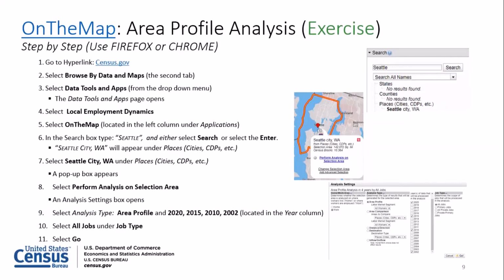Then we're going to choose Seattle City, Washington under Places. We'll select City, and then we're going to see a pop-up box appear. And then we're going to select Perform Analysis on Selection Area. In the analysis, we're going to select Area Profile 2020, 2015, 2010, and 2002. And then we're going to select all jobs under job type and then select Go.